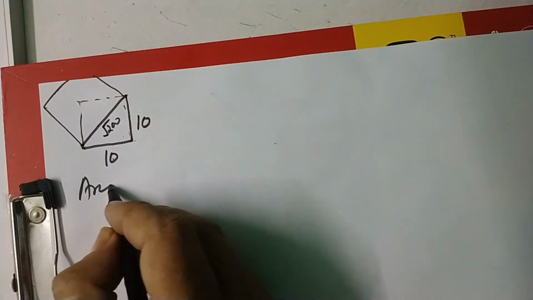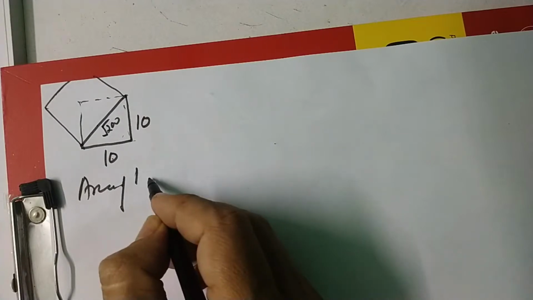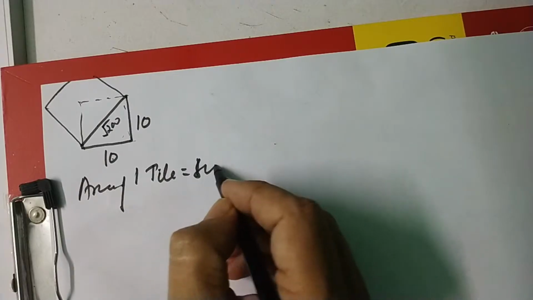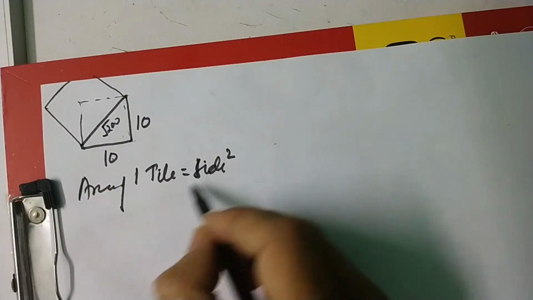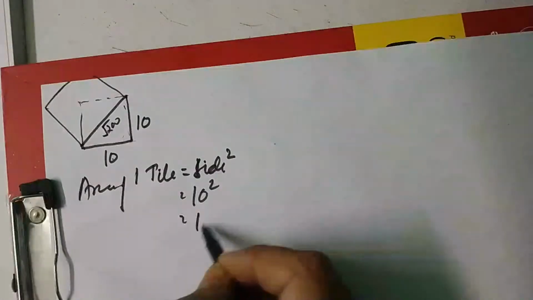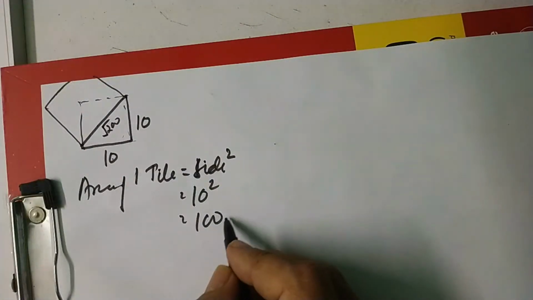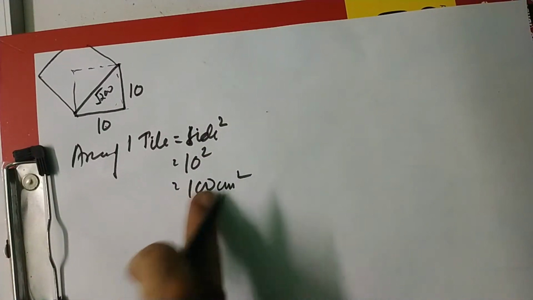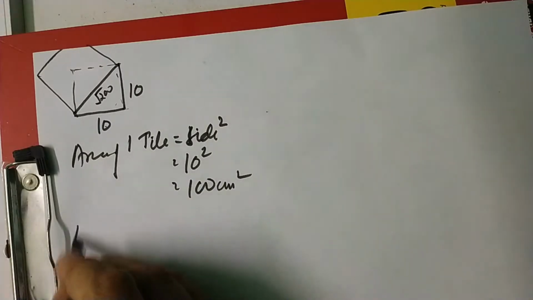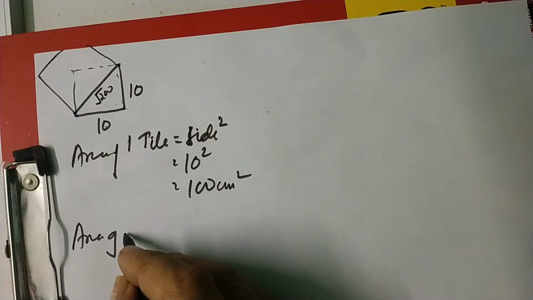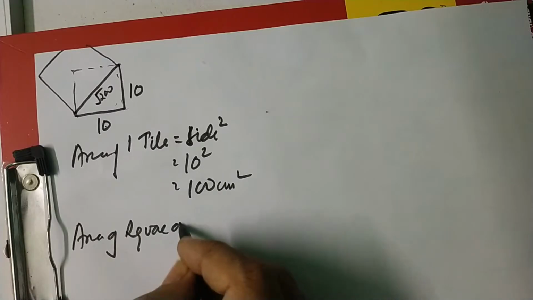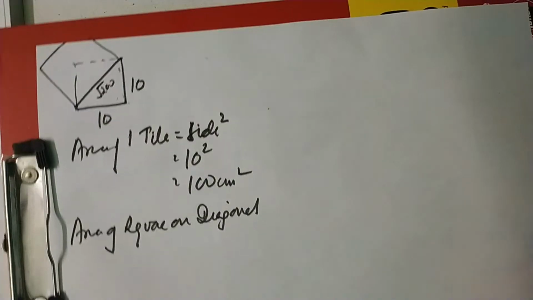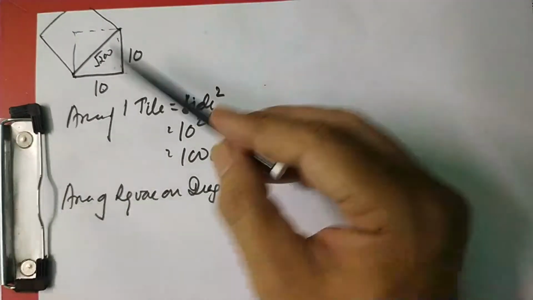So what is the area of one tile? Area of one tile is side square, because it is a square, so it is 100 centimeter square. Now you have to fit this tile inside the big square. So what is the area of the square on the diagonal? Area of the square on the diagonal. So what is the area of this square?